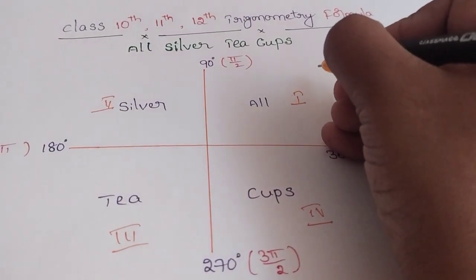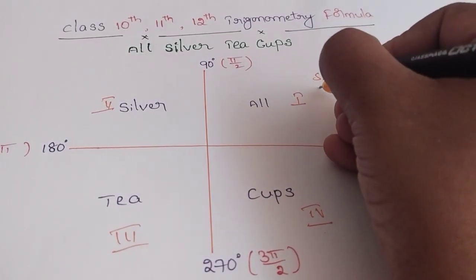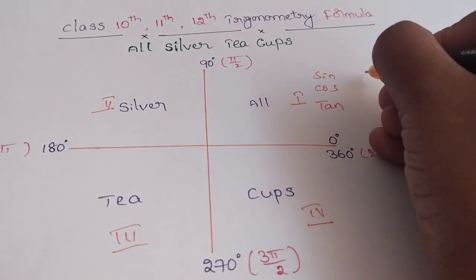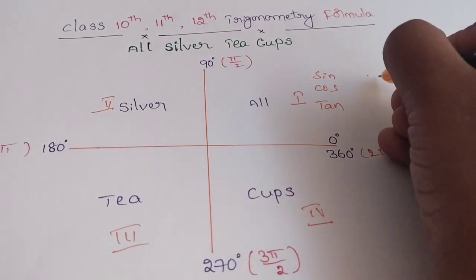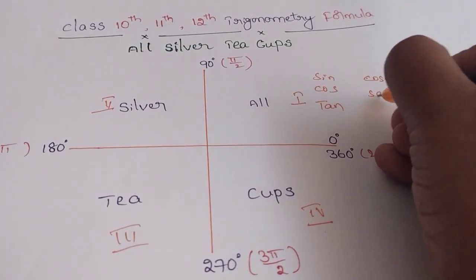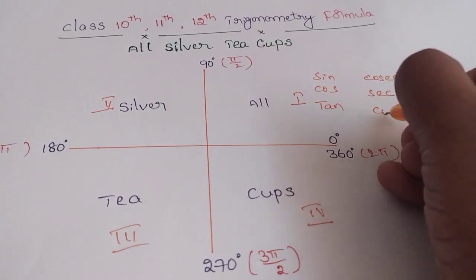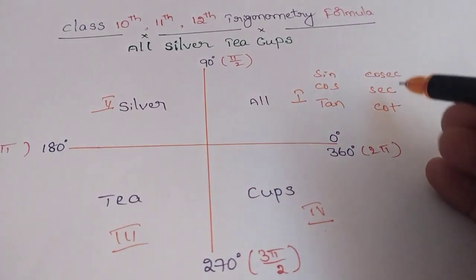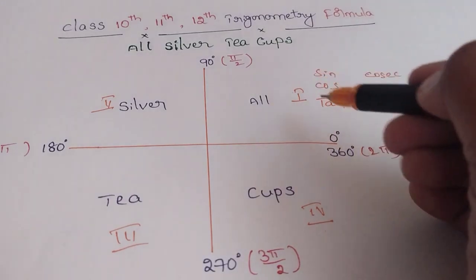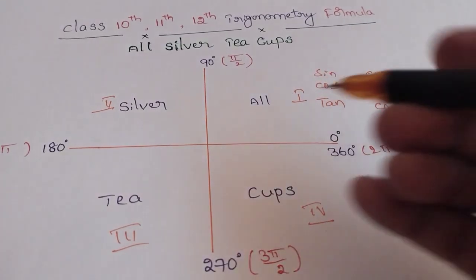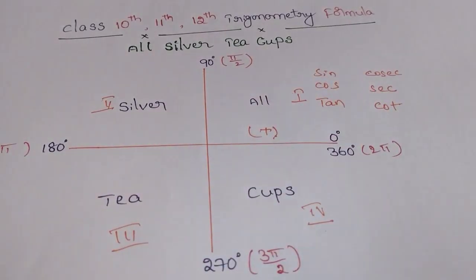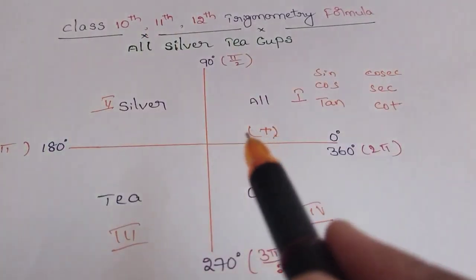That is sine, cos, tan, and again here sine's opposite cosecant, and cos's opposite secant, and cot. So we have 6 trigonometric functions: sine, cos, tan, cosecant, secant, cot. So the 6 are positive in this first quadrant. So all are positive. Next, go for second quadrant.